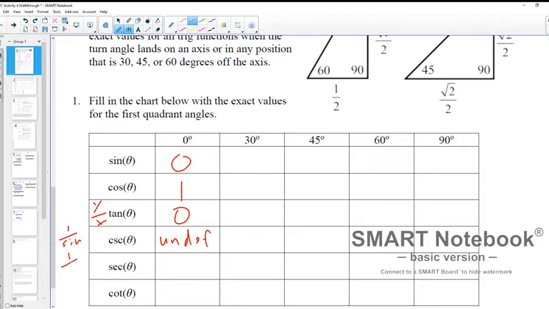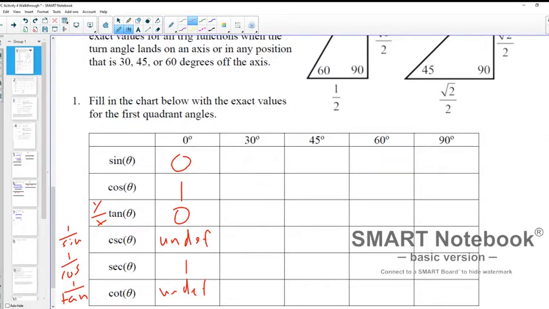Secant is 1 over cosine, so 1 over 1 is going to be 1. And then cotangent is 1 over tangent, or the reciprocal of tangent if I write tangent as a fraction. So that one's going to be 1 over 0, which is also going to be undefined.